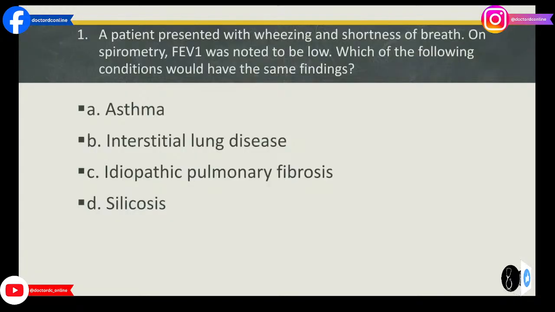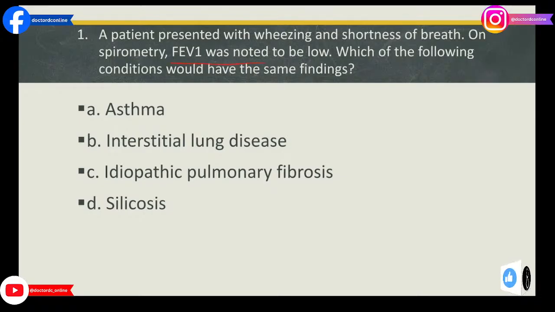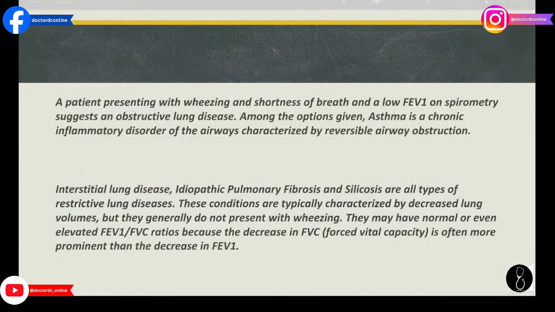Let's now move on to physiology. In question 15, a patient presents with wheezing and a low FEV1 on spirometry. The options are option A, asthma, option B, interstitial lung disease, option C, idiopathic pulmonary fibrosis, and option D, silicosis. Asthma is an obstructive lung disease causing reversible airway narrowing and low FEV1. The correct answer is option A, asthma.